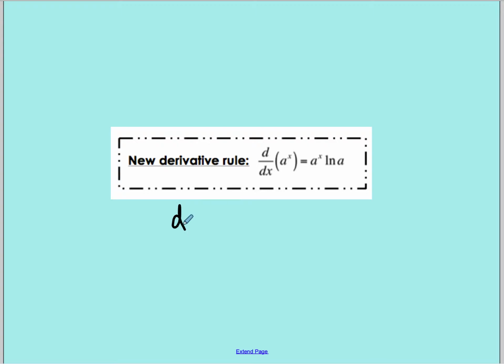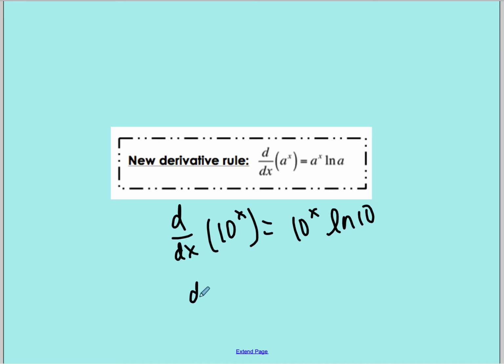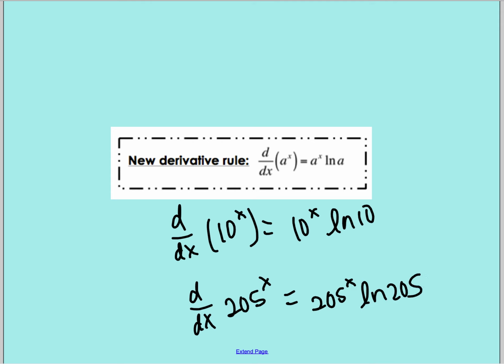So for instance, if I asked you guys to take the derivative of 10 to the x, 10 is our a, so the derivative is 10 to the x ln of 10. If I asked you to take the derivative of 205 to the x, it would be 205 to the x ln of 205. Okay. So that is our new derivative rule. And that's where it comes from. That little bit of proof shows you where the derivative rule comes from. So now that we've proved it, we can use this, and we'll try using it in our next few examples.